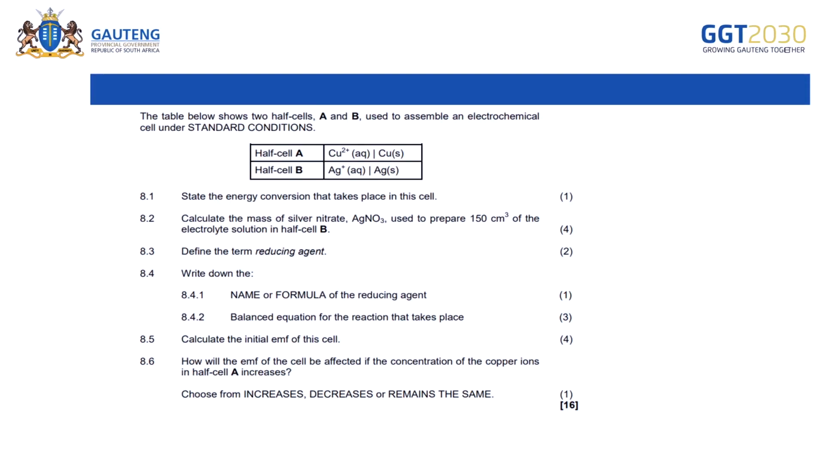And last question, how will the EMF of a cell be affected if the concentration of copper ions is halved? I'm taking you back to the standard conditions. We said one of the standard conditions of a galvanic cell is the concentration should be 1 mole per cubic decimetre. Now, what happens if the concentration is halved? Will that increase the EMF? Will that decrease the EMF? Or will the EMF remain the same? I'm provoking your intellect levels here, grade 12. What is going to happen if the concentration is halved?